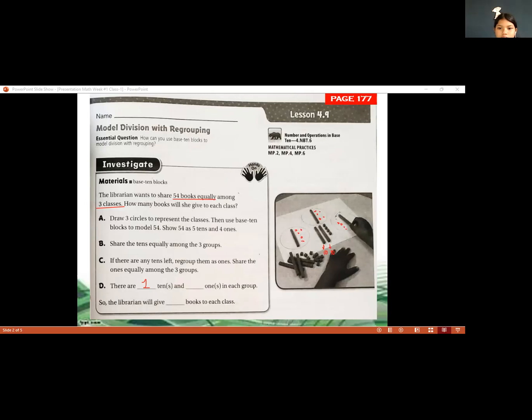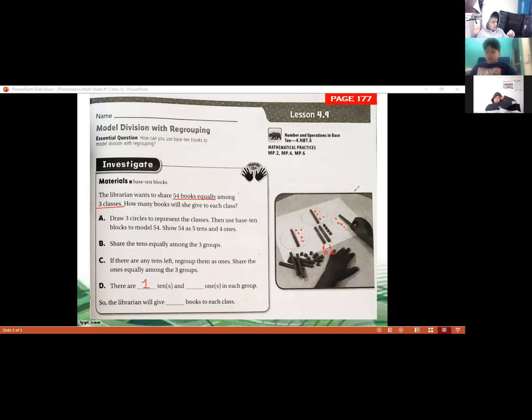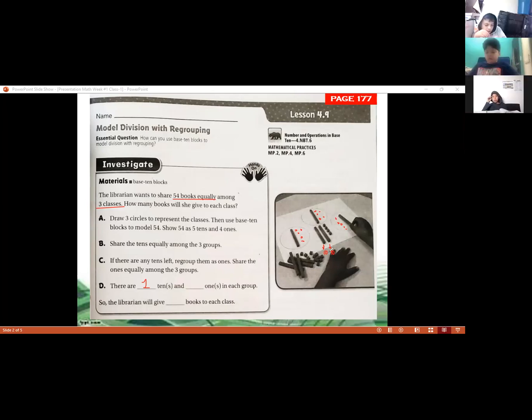Each group, how many do we have? We will have 3 groups of 5, class. 5 times 3. What is the answer of 5 times 3? 15. So we have 15, but we need to share these 20. So we continue giving 1 more to each group.